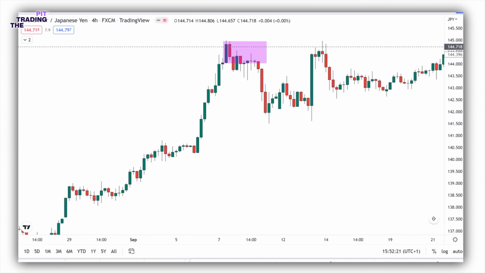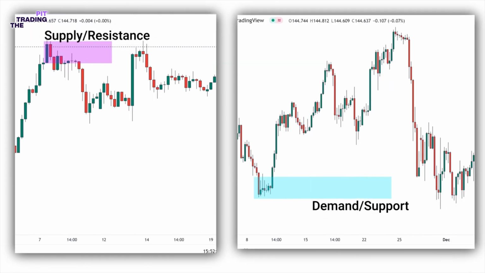In the same way, an area of supply can be thought of as an area of resistance. We call these support and resistance levels. These are the levels that form on your chart from which you want to look for buying and selling opportunities. By understanding the supply and demand concept, it will be very simple to spot supply and demand zones on charts.